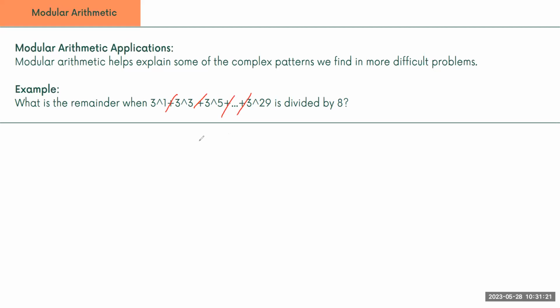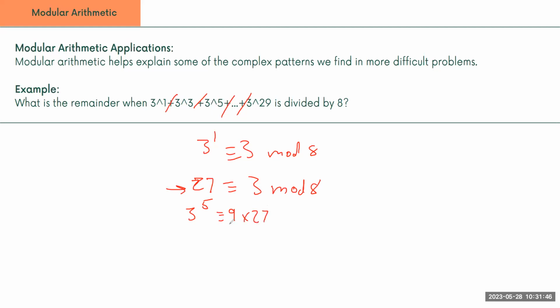So let's just do that. 3 to the power of 1 is obviously congruent to 3 mod 8. 3 to the power of 3 is 27. 27 is congruent to 3 mod 8 because 24 is 0 mod 8. Then 3 to the power of 5 is just 9 times 27, because it's 3 to the power of 2 times 3 to the power of 3. And we know that this is 3 mod 8, so you can substitute it in. We know that 9 times 3 is 3, so the answer for this one is going to be 3 mod 8.